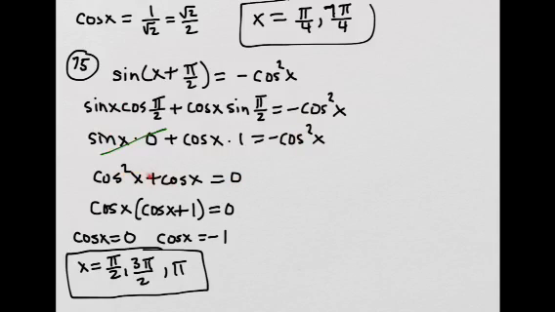cosine x from both, so there it is, and then I've got cosine x plus 1. Then cosine x is 0, and for the second factor, cosine x is negative 1. So if cosine x is 0, that means that x is pi over 2, or 3 pi over 2. Cosine x equals negative 1 means that x is pi. And those are the answers for x.